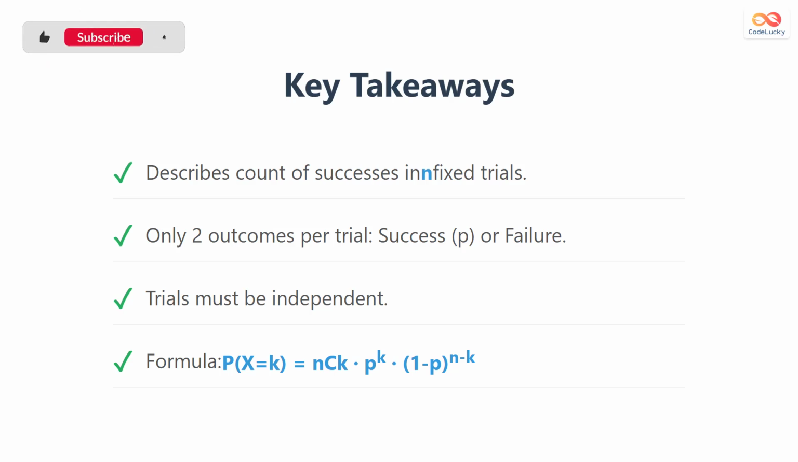To summarize, the binomial distribution is your tool for counting successes in a fixed number of independent trials. Remember the conditions: binary outcomes, independent trials, fixed number, and same probability. And remember the logic of the formula. It combines the number of ways an event can happen with the probability of that specific sequence occurring.